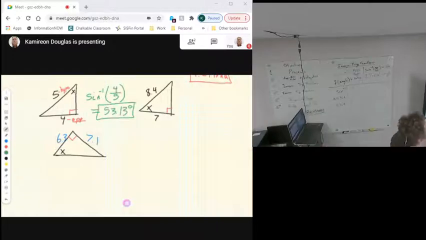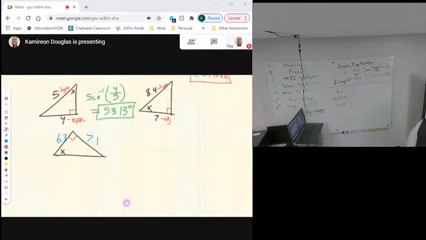Top right, I have sides 8.4 and 7. Which trig function are we going to use? Cosine. Why cosine? Because it's theta adjacent. Okay, which one is adjacent? 7. Which one's the hypotenuse? 8.4. Yep. So you are correct.